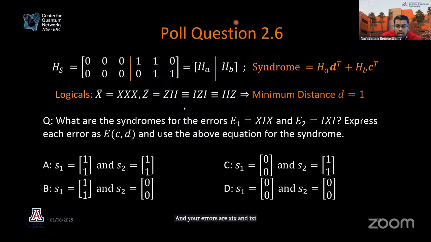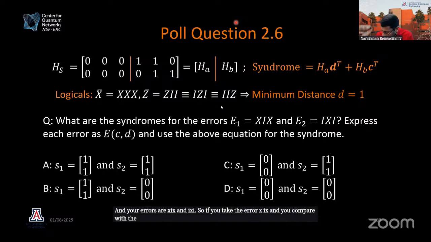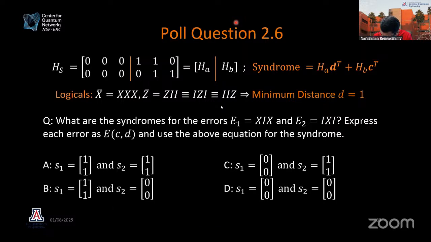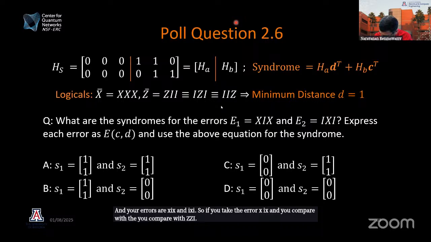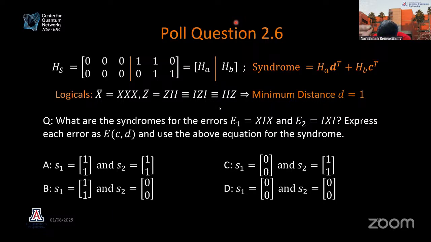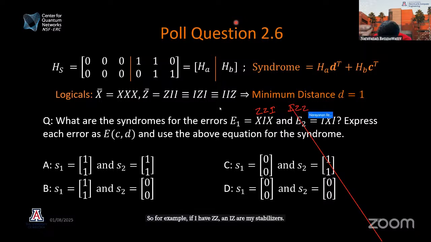So if you take the error XIX and you compare with ZZI, for example, where ZZI and IZZ are my stabilizers. You can see that if you compare XIX with ZZI, X and Z anti-commute, and then Z and I commute, and I and X commute. So therefore, XIX anti-commutes with ZZI, and that's a 1 in the binary sense, in the 0-1 domain.